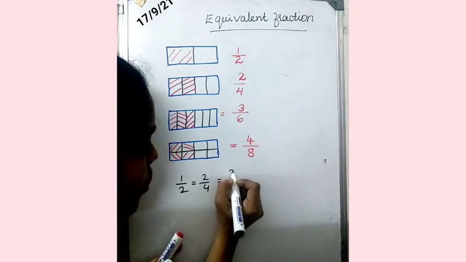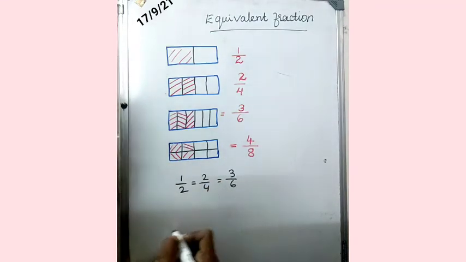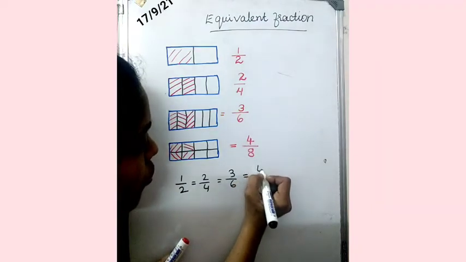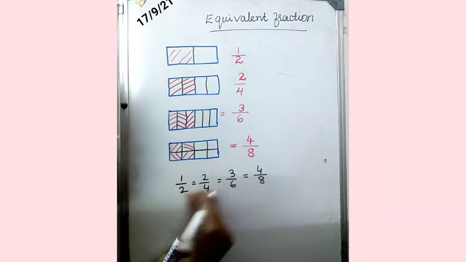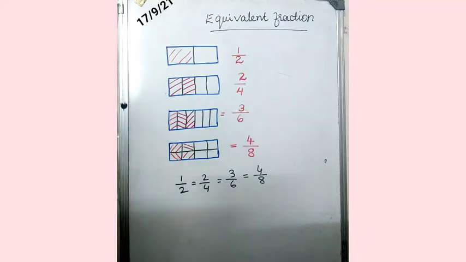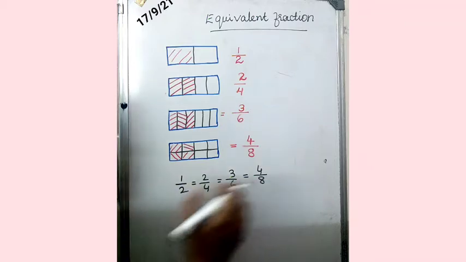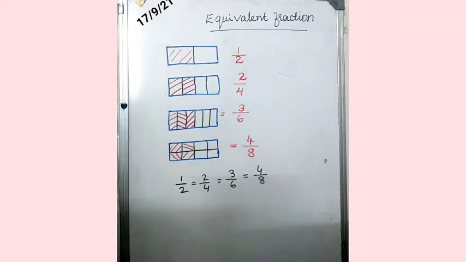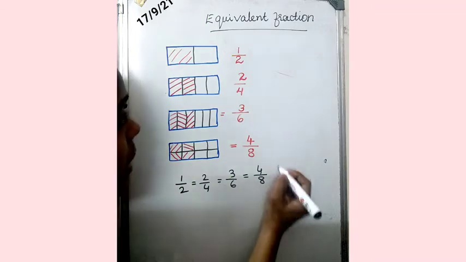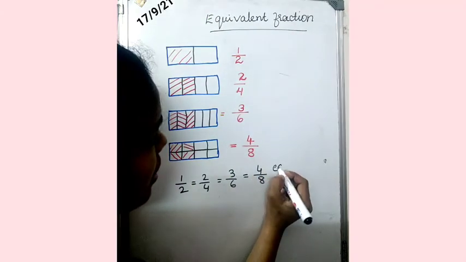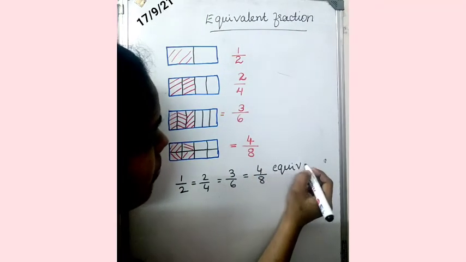That is equal to 3 by 6. That is equal to 4 by 8. All these fractions are the same. There is no difference in the portion or the quantity. All these fractions are the same. This type of fractions are called equivalent fraction.